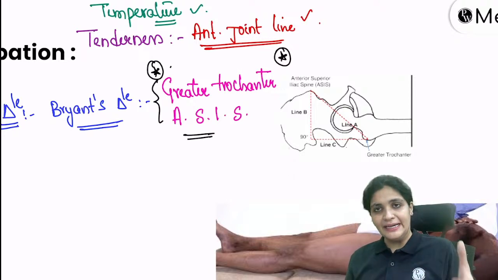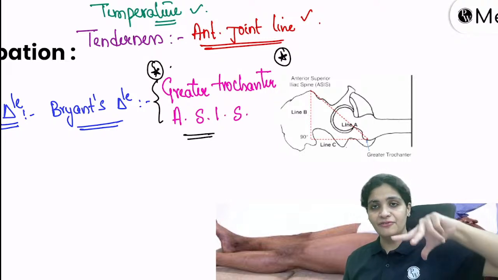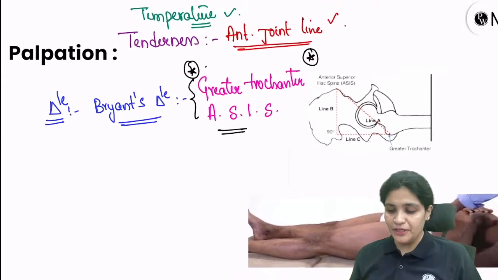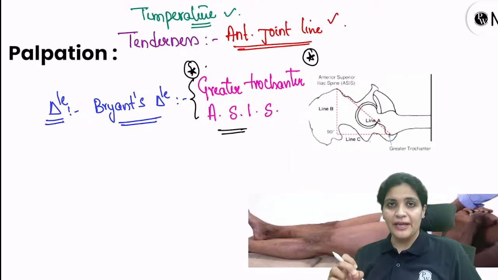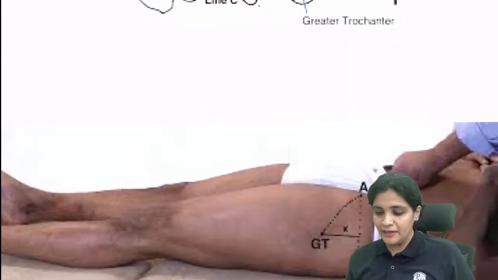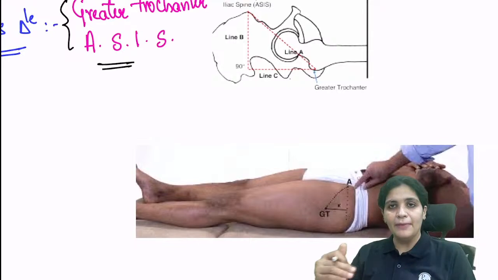Once it is tender or non-tender, you document it, and then you come to palpating the Bryant's triangle. So how do you palpate the Bryant's triangle? You again use the fingers like this. The first finger you put on the greater trochanter, then you look for the ASIS. So ASIS, how to palpate? You start palpating from the pubic symphysis and then you come up laterally.